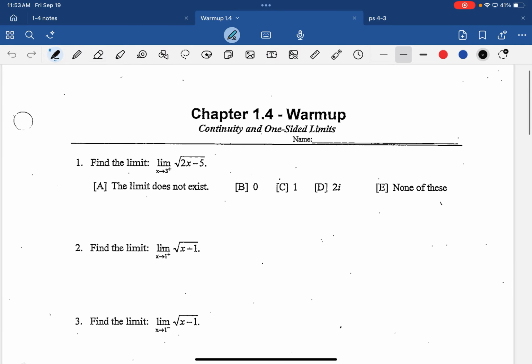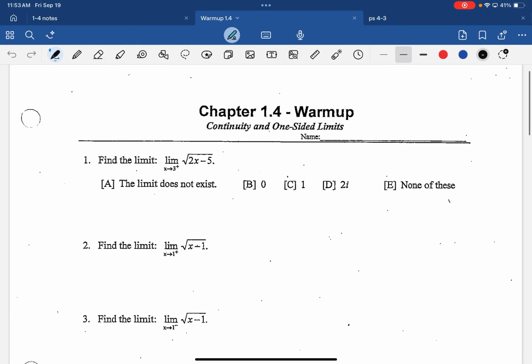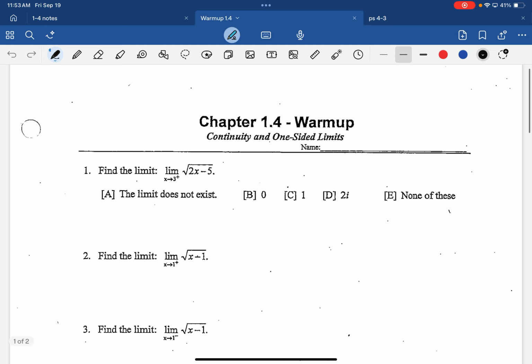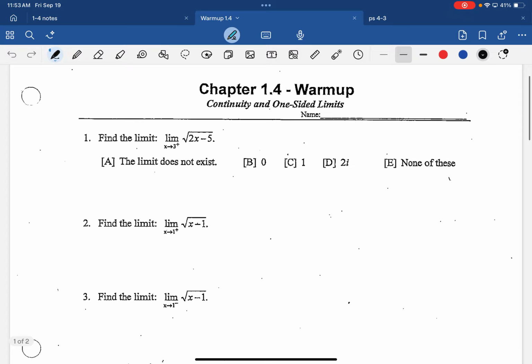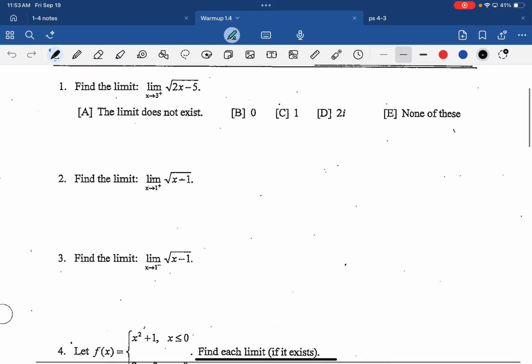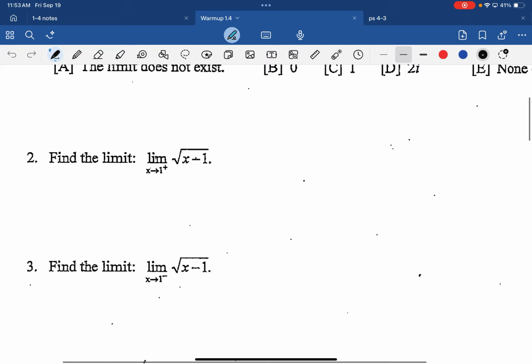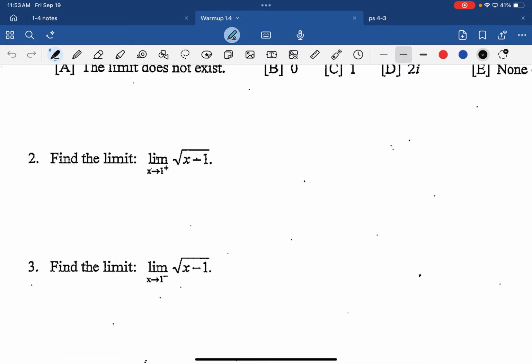Okay. Here are some warm-up questions. They're posted on Moodle if you want to follow along. It's chapter 1.4, warm up. Let's do some good ones. Okay, 2 and 3 are good. It asks us to find the limit of the square root of x minus 1 as we approach from the right side and also from the left side.